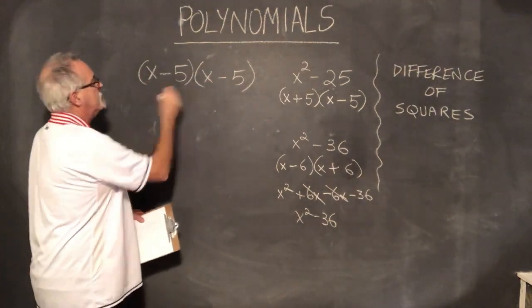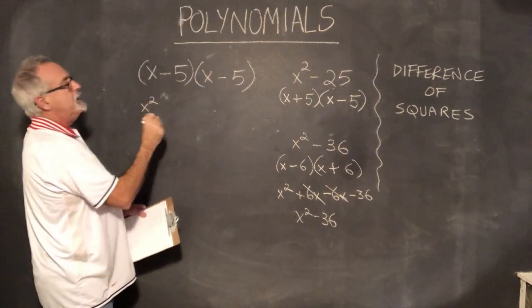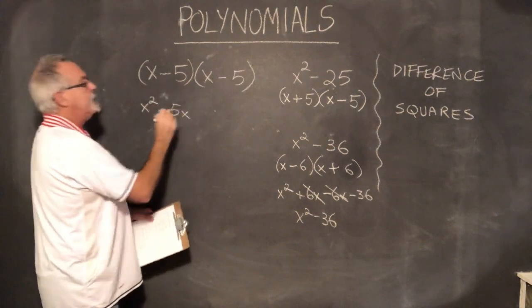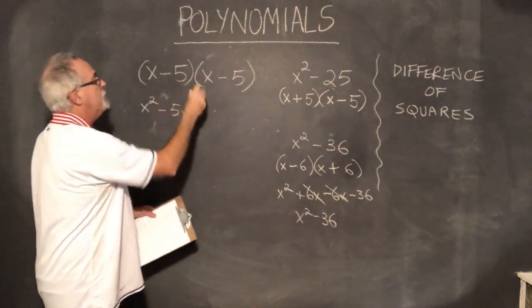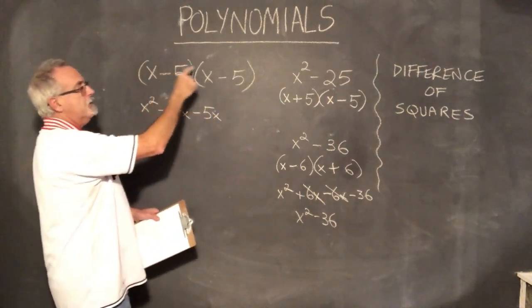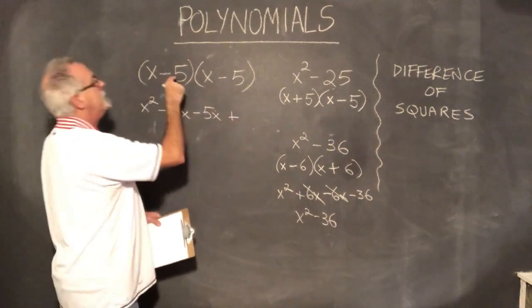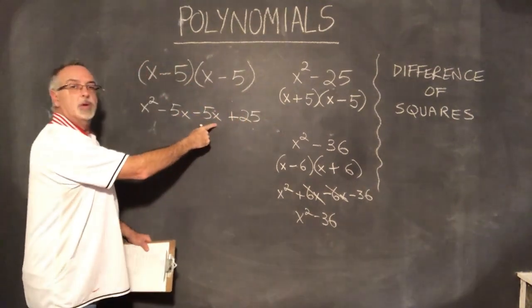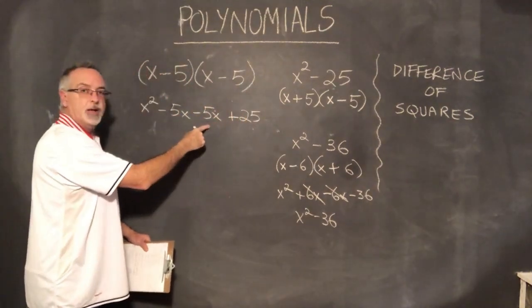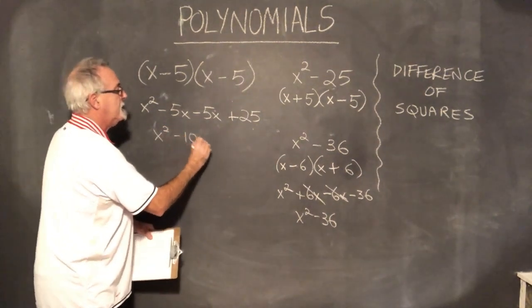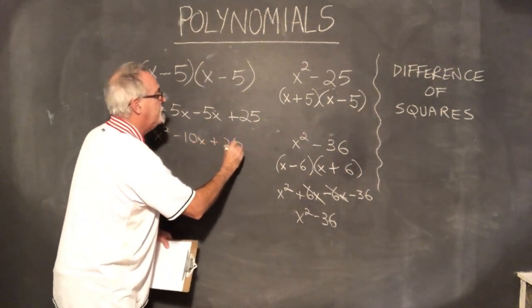FOIL, first times first, x times x, that's x squared. Outside times outside, x times negative 5, that's minus 5x. Inside times inside, negative 5 times x, that's also minus 5x. Last times last, negative times negative is positive. 5 times 5 is 25. The two middle terms will not cancel because they're both negative. So we have x squared minus 10x plus 25.